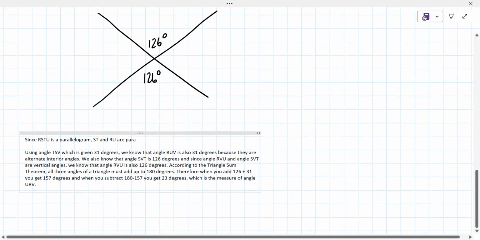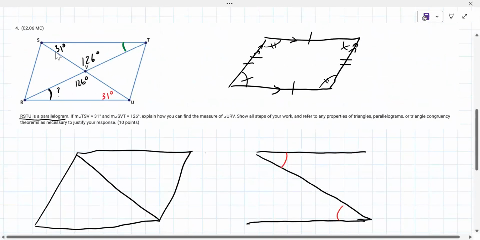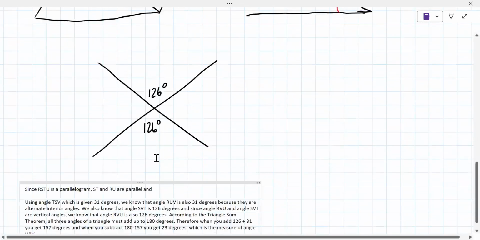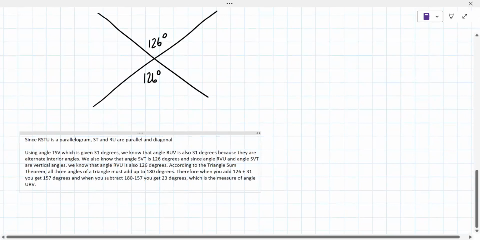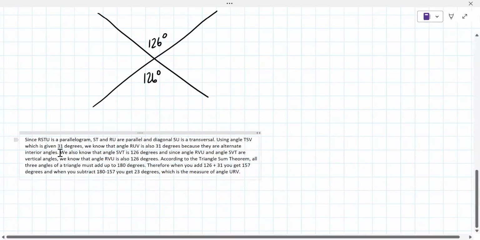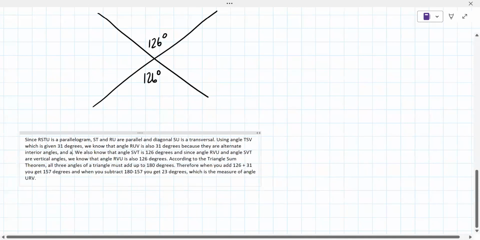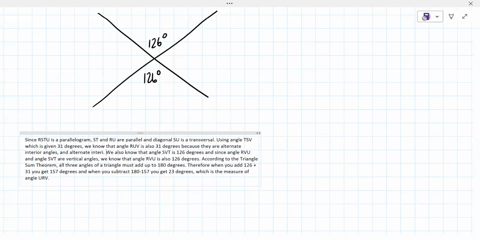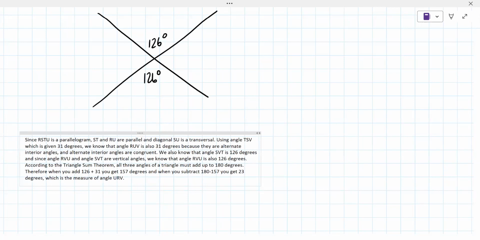That's the whole challenge of geometry, you have to say the obvious. And furthermore, you have to add in that diagonal SU is a transversal. Now you can say what you're about to say, which is that they're alternate interior angles, and you almost need to add in that alternate interior angles are congruent. It's not enough to just say that they're alternate interior angles. You have to say that they are congruent.